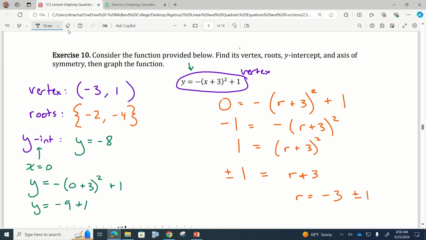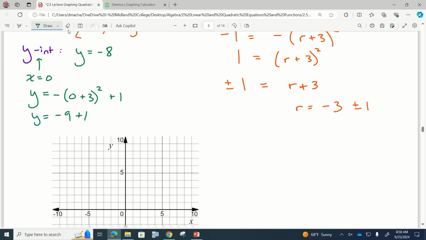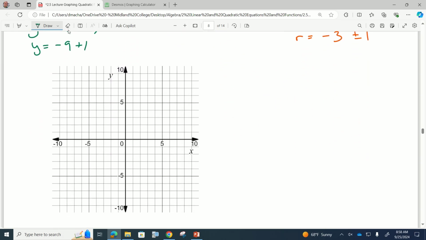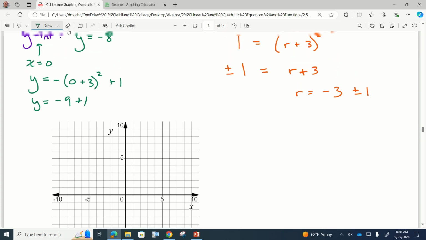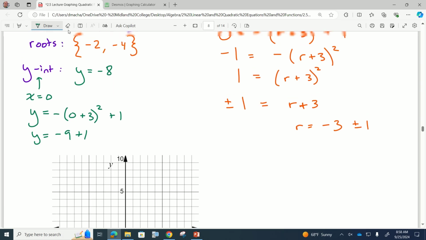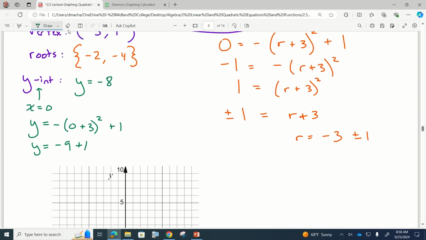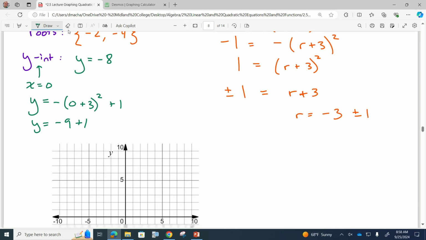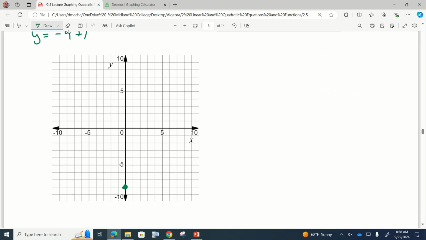Okay, I'm going to put down my y-intercept. I'm going to put down my roots. So -8 is my y-intercept. There it is. Remember, your roots are your x-intercepts. So my x-intercepts are at -2 and -4. Here's the root at -2, and here's the root at -4.